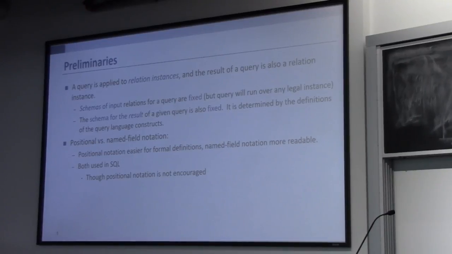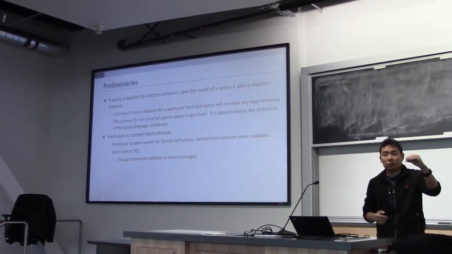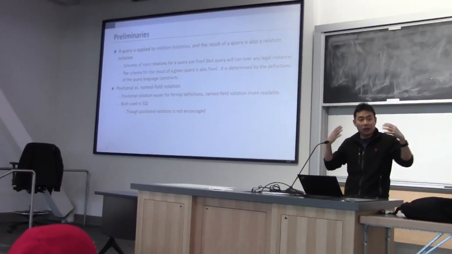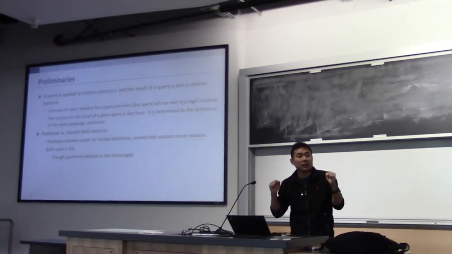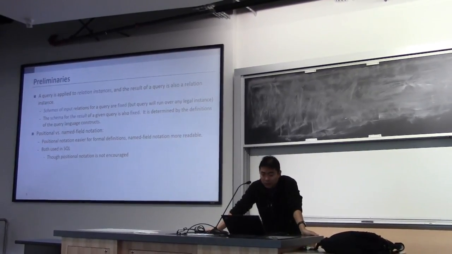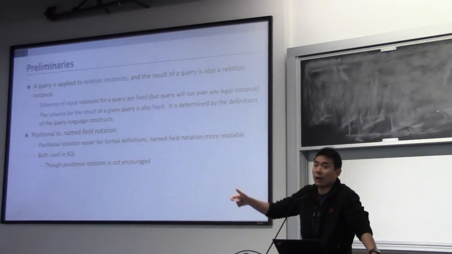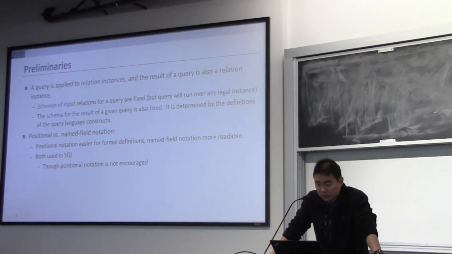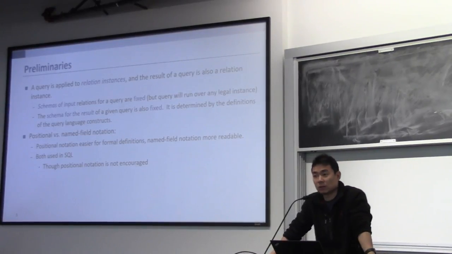And what's more important, the schema of the result of a given query is also fixed, meaning that if you are defining a relational query against one or more relational instances as input, at the time when you specify that query, the output schema is automatically fixed as well. The output schema is determined by the definition of the query language construct as well as your input schemas. And lastly, before I dive into the detail, I want to point out there are two conventions for a user to refer to a particular attribute from a relational schema.